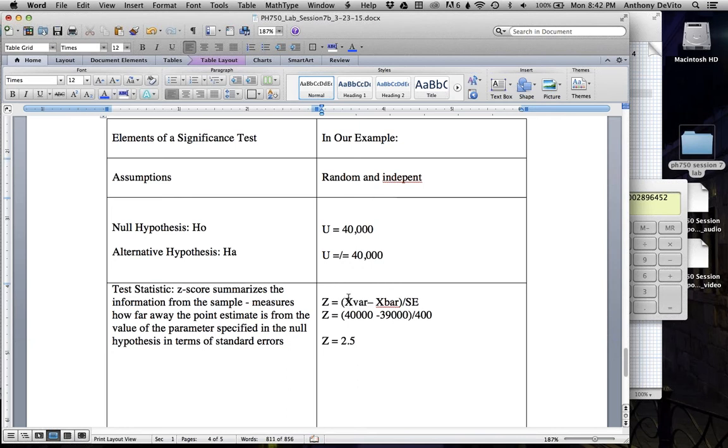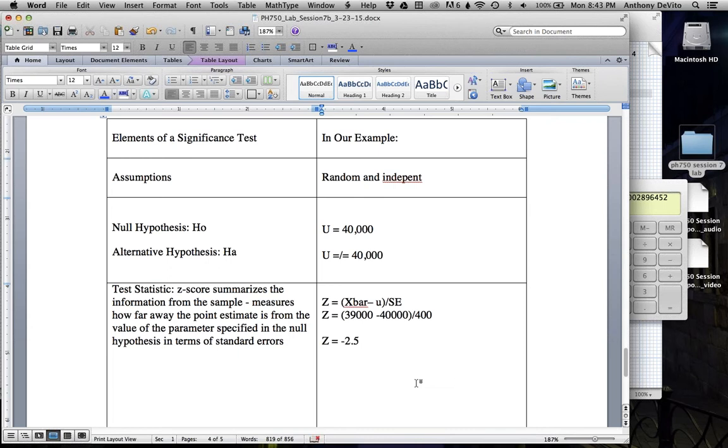X bar minus mu. Minus mu. So you just get a negative. Yeah, you get the same result. It's going to be negative. And what do we know about the normal distribution? It's symmetrical, so it doesn't matter if you got a negative 2.5 or a positive 2.5. Okay, so this time it comes out to a negative 2.5.